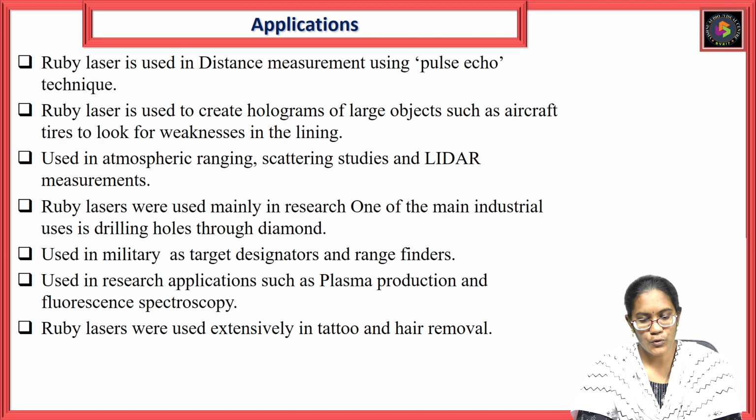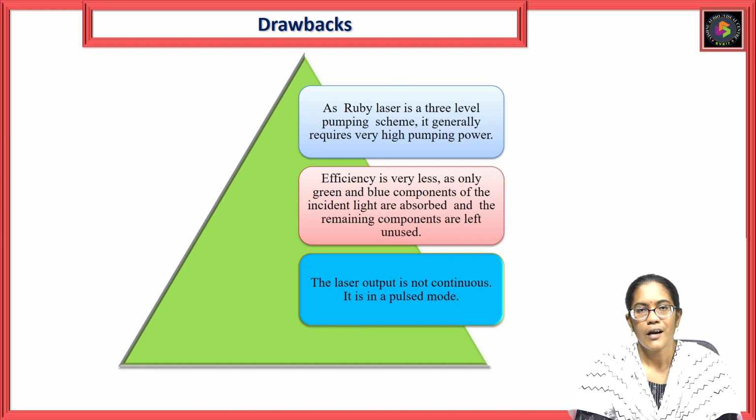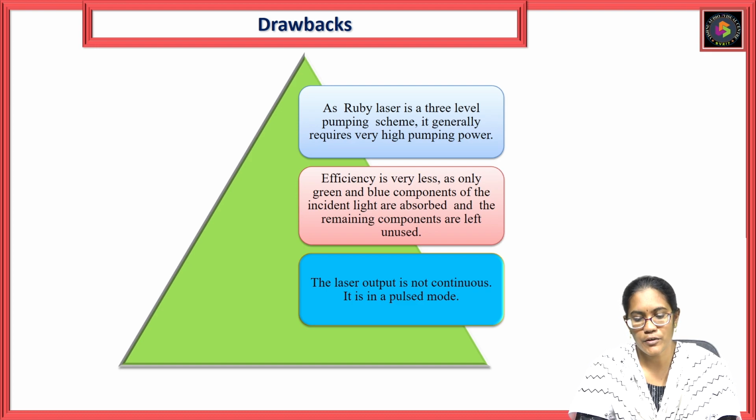It also has a few drawbacks. The ruby laser is a three-level system, so generally it requires very high pumping power, and the efficiency is very low. It can absorb only two components, green and blue, and the remaining components are left unused. The output coming from this laser is not continuous; it is in a pulsed mode. This is one major drawback of the ruby laser. These are a few drawbacks of ruby lasers.